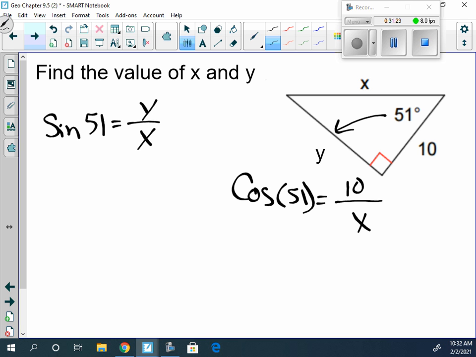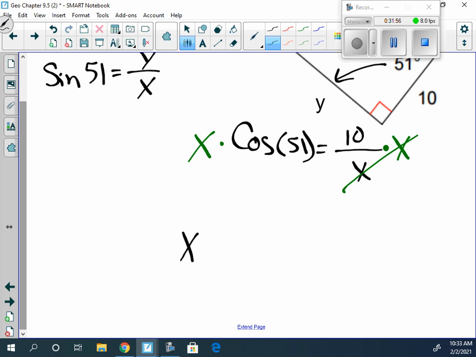Now, which one would we solve for first, cosine or sine? Cosine first, because it has only one variable. Now, to solve for this here, what are we going to do first? Multiply both sides by x. We're multiplying by the bottom of that fraction. Because here the x and x would cancel out, leaving us with x cosine of 51 degrees is equal to 10.